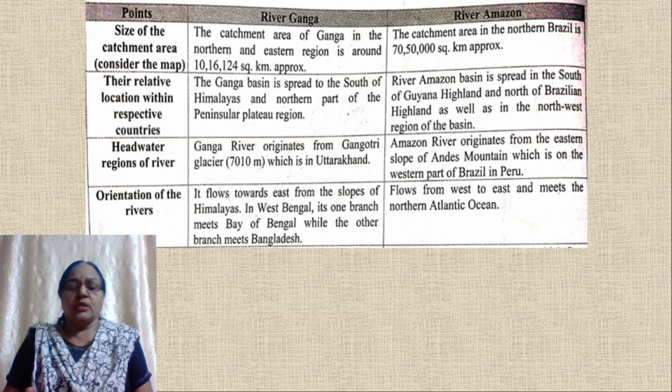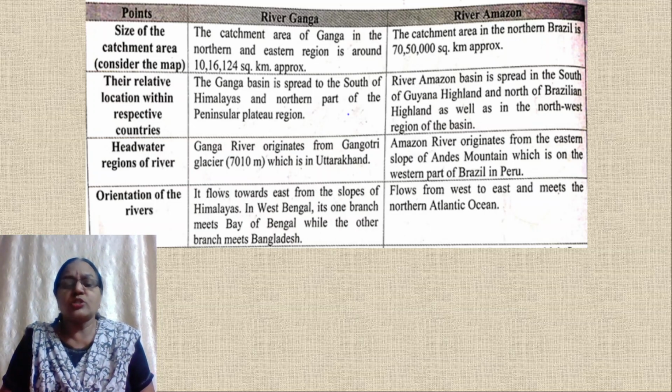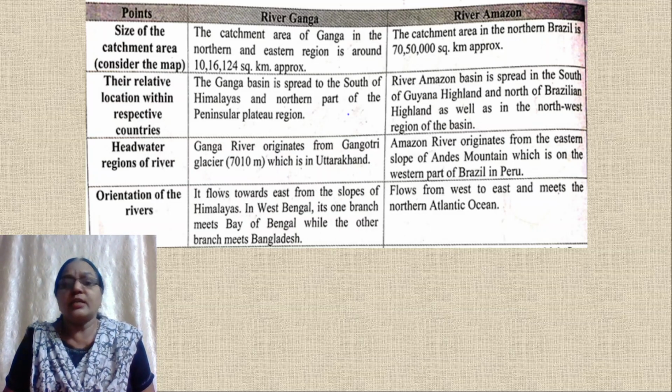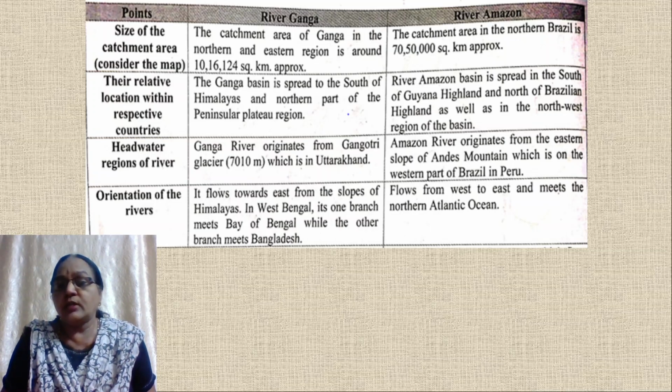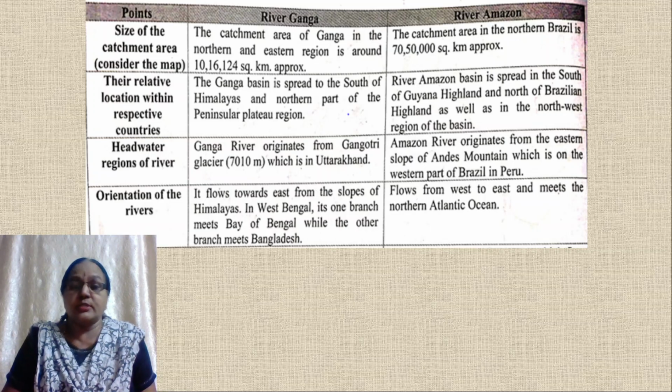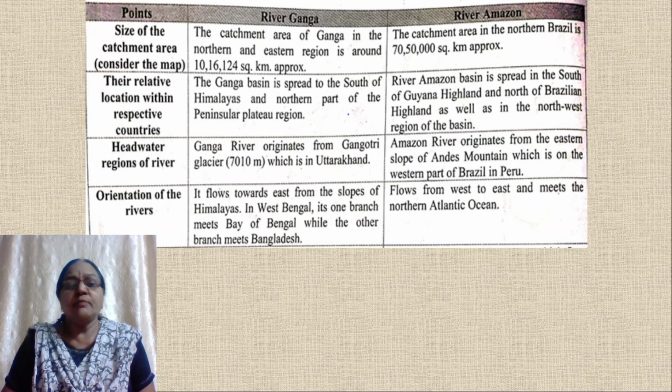As I told you, catchment area is the area which is drained by a single river system. The catchment area of the Ganga River is in the northern part of India as well as the eastern part, and it is about 10 lakh 16,124 square kilometers. That is an approximate number. But look at the catchment area of the Amazon, children. The catchment area of the Amazon River is in the northern part of Brazil, and it is about 70 lakh 50,000 square kilometers. So the Amazon drains a wider area.